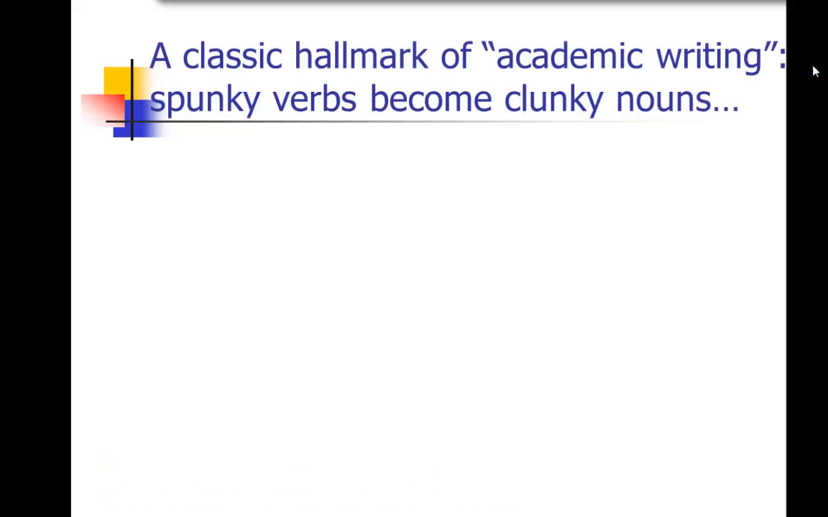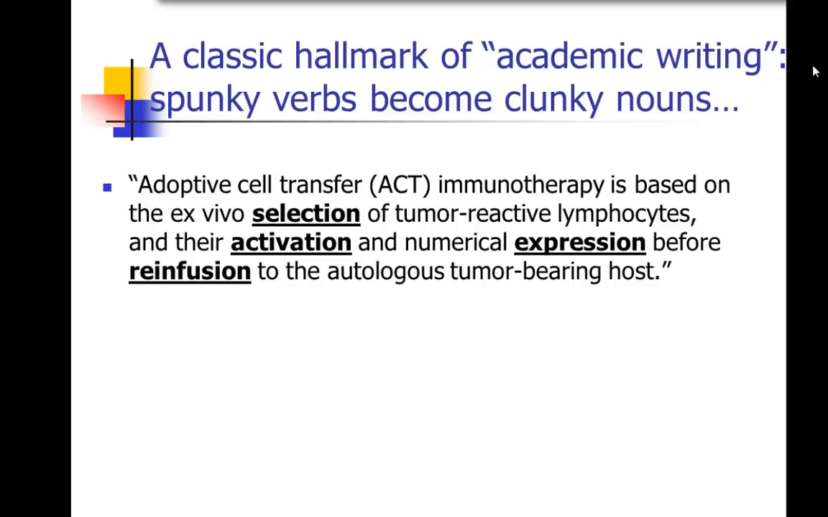And I'm going to point out one feature that's common to both of those two passages that I just showed you. In both of those examples, they did something that's very common in academic writing. They took some nice, spunky verbs, and verbs really move the sentence along, but they turned those nice, spunky verbs into clunky nouns. And for some reason, this has become very common in academic writing. People turn lots of verbs into nouns. That makes the reading a lot harder to read because, again, verbs drive sentences along and nouns slow them down.